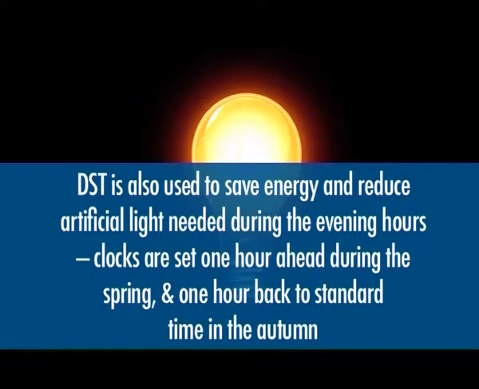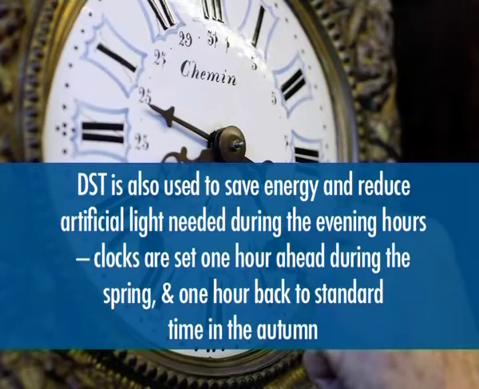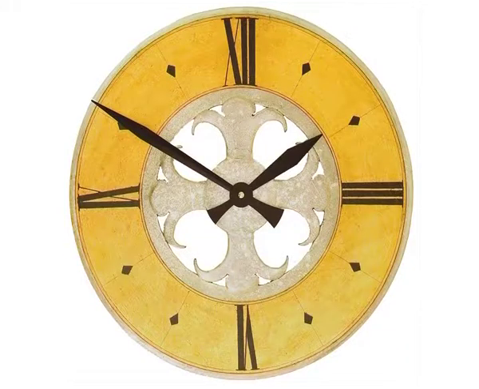DST is also used to save energy and reduce artificial light needed during the evening hours. Clocks are set 1 hour ahead during the spring and 1 hour back to standard time in the autumn. However, many people disagree on energy savings due to DST, while some argue it is beneficial.